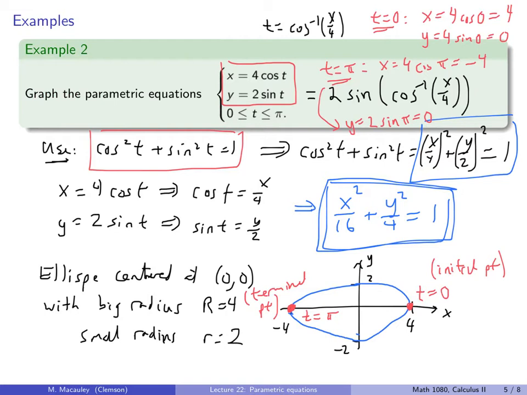Let's see where the ant was at time pi over 2. So at t equals pi over 2, our halfway point, x is 4 cosine of pi over 2, which is 0. That's not helpful. Well, I guess it's a little helpful. It says that we are either here or there. Let's see what y is. Y equals 4 sine of pi over 2. Sine of pi over 2 is equal to 1, so that's equal to 4.